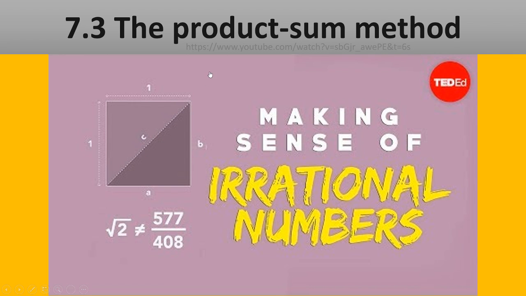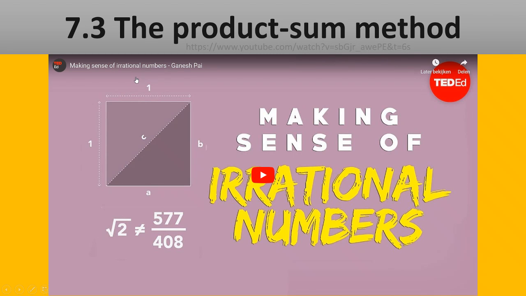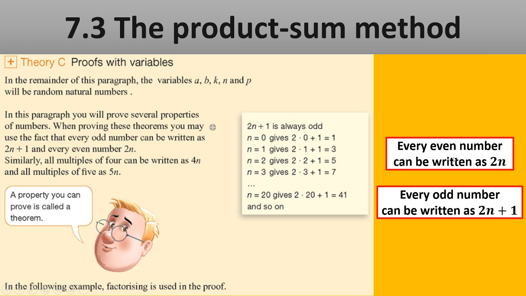I've also shared a video about this on YouTube. It's about making sense of irrational numbers. I'm not going to show it here in this video. I've shared a link in the Word document as well. Click it. I think it's rather fun and it introduces you to proving things about irrational numbers. We're going to take a look at how the book tackles this. So, theory C, proof with variables.